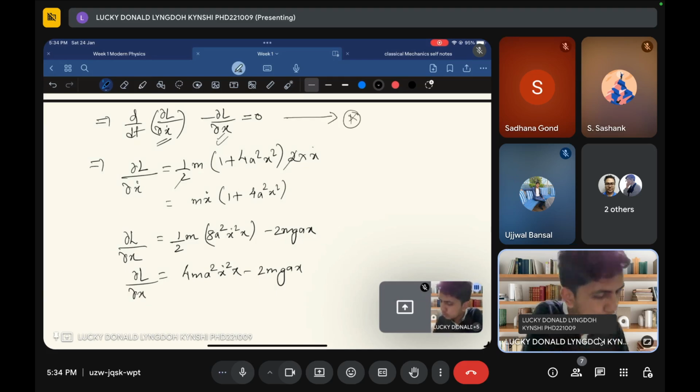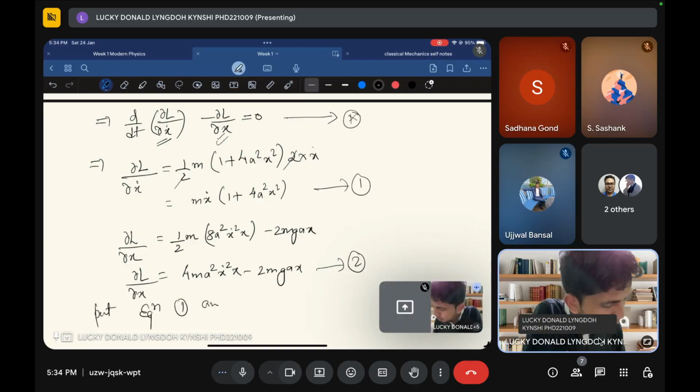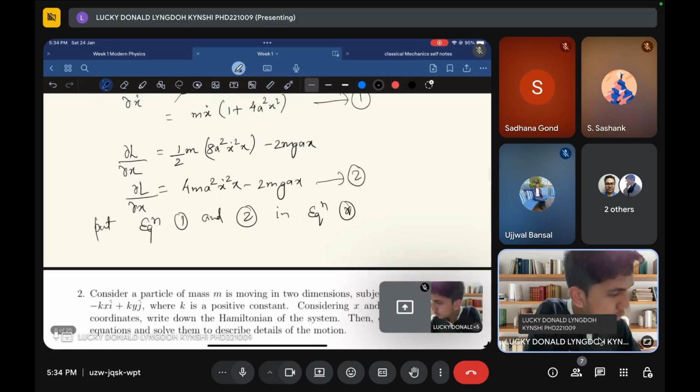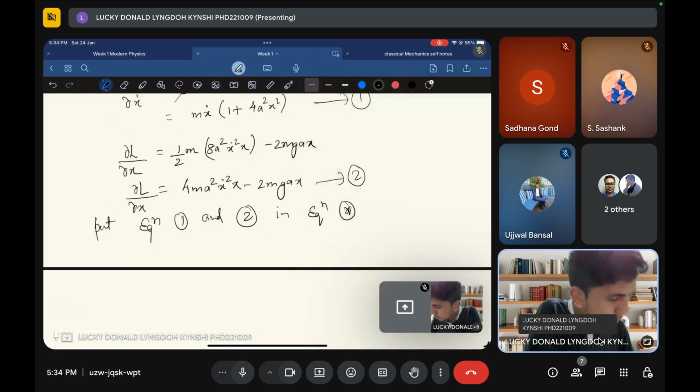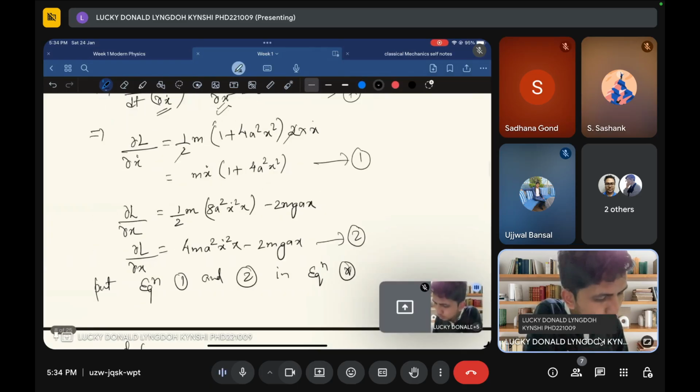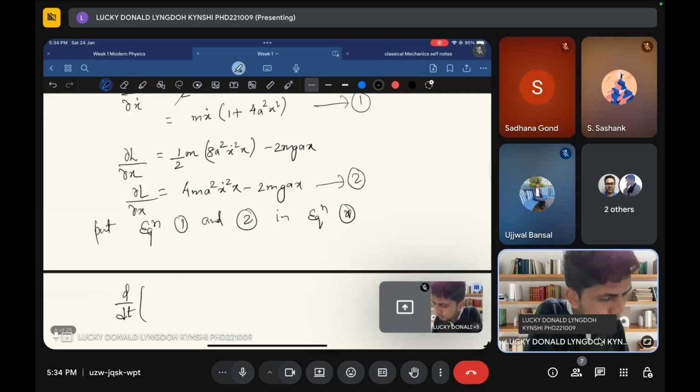Let's say this is equation 1 and this is equation 2. So you put equation 1 and 2 in equation star. Then what happens? You can write d by dt. So now del L divided by del x dot, you can put this value here. You will have m x dot, isn't it?